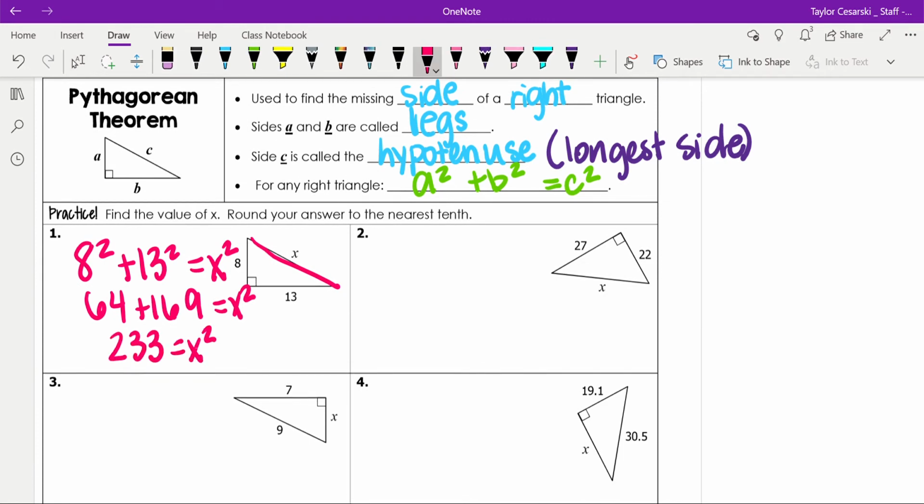Now notice 233 is not your final answer. How do you undo something squared? I have to take the square root. So to 2 decimal places, when you do that in your calculator, you get 15.26.